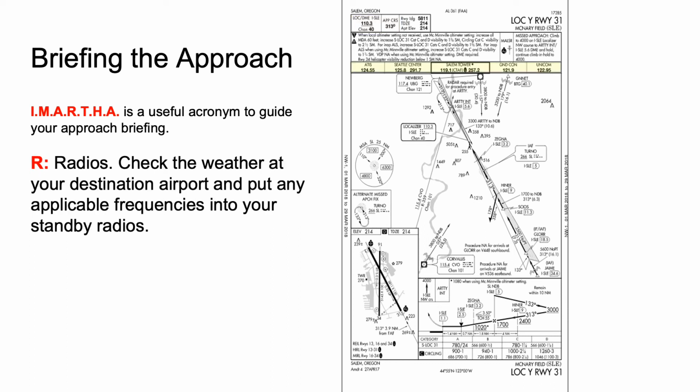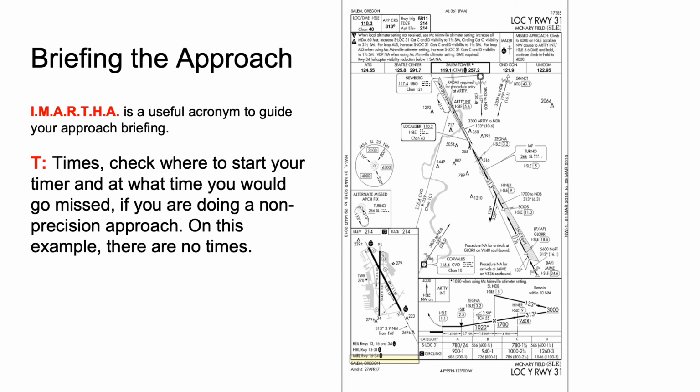R stands for radios. Make sure that you've checked your weather and that you have all the frequencies programmed in that you're going to need during the rest of the approach so that you don't have to dial any knobs while you're trying to fly the approach. T stands for times. Check the times and write them down. Make sure you know where to look for them if there are times required for the approach.